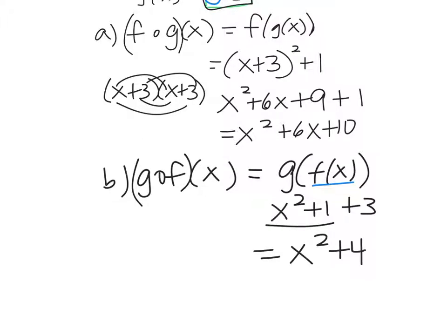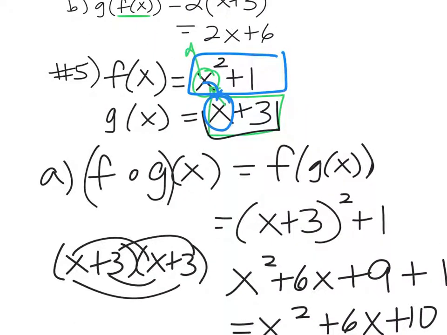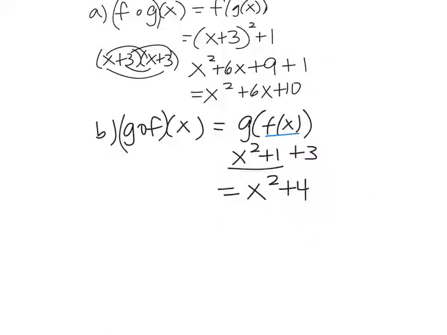Did I lose you? You take this blue one, this x squared plus 1, and you plug it in place of this x. So f of x is going into function g, becoming x squared plus 1 plus 3, which when you do that, x squared plus 1 plus 3, you get x squared plus 4.